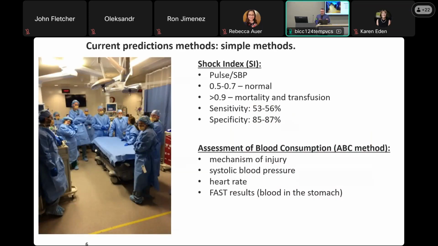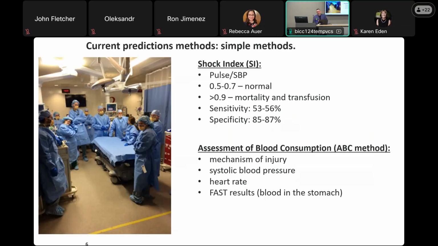These two methods, shock index and ABC, assessment of blood consumption, are estimators. They are very crude. Shock index has kind of low sensitivity but good specificity, and the reverse, higher sensitivity but lower specificity, for the assessment of blood consumption. Shock index is very simple. You take pulse rate, divide it by systolic blood pressure, and you get a number. If this number is between 0.5 and 0.7, it's normal. If it's 0.9 or above, the patient is in shock. That's associated with higher mortality and need for the blood transfusion.